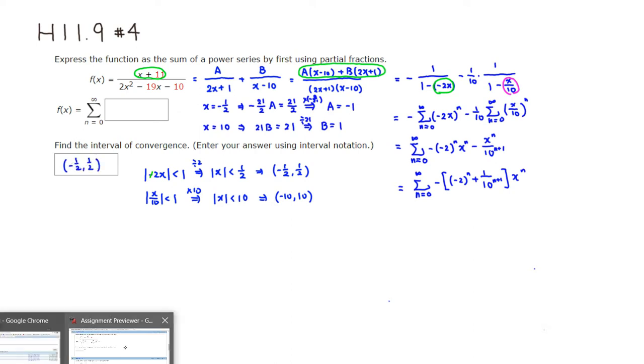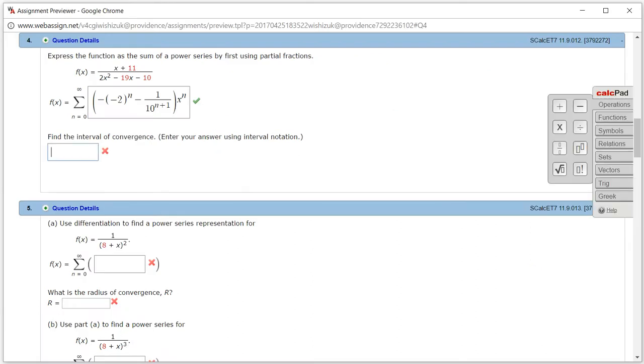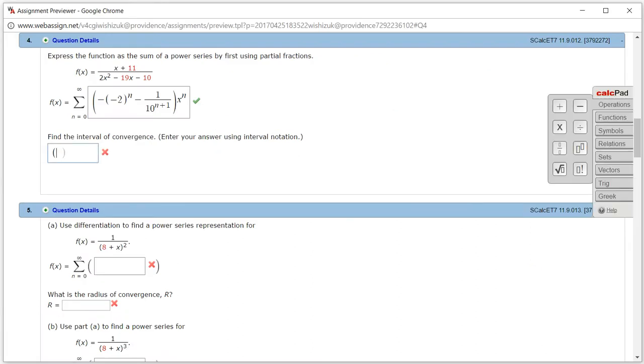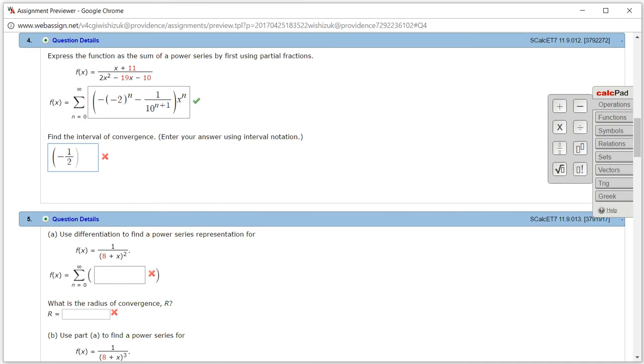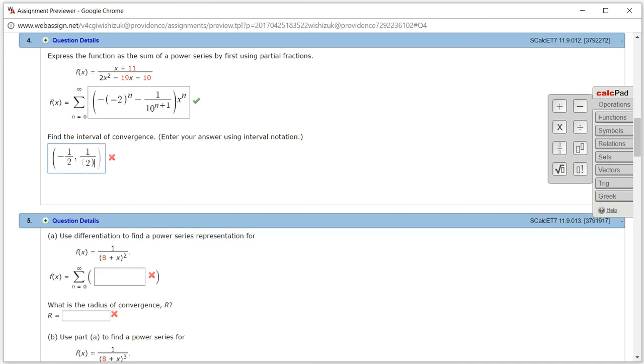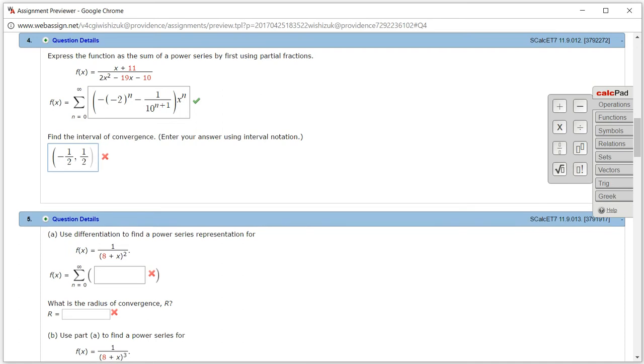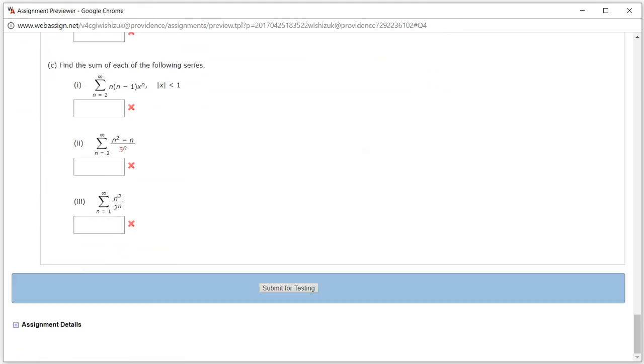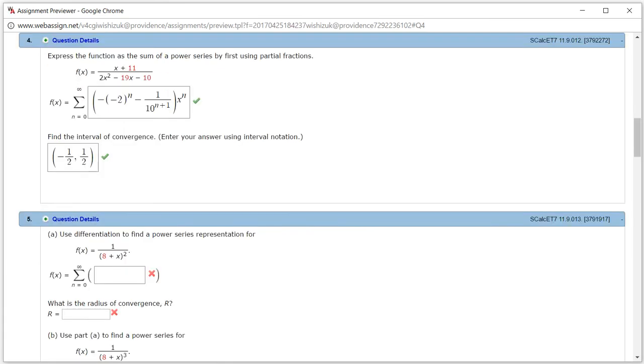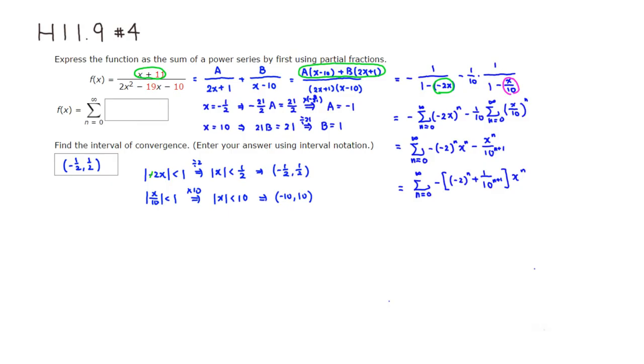Let's type it in. The interval of convergence is negative 1/2 to positive 1/2. Let's check the answer. Submit for testing. We got the interval of convergence correctly as well. That's it. I hope that this was clear.